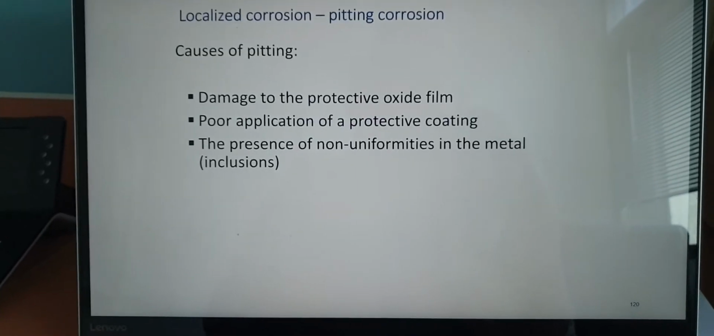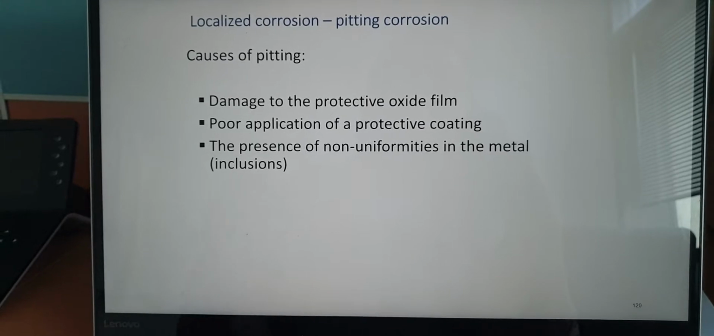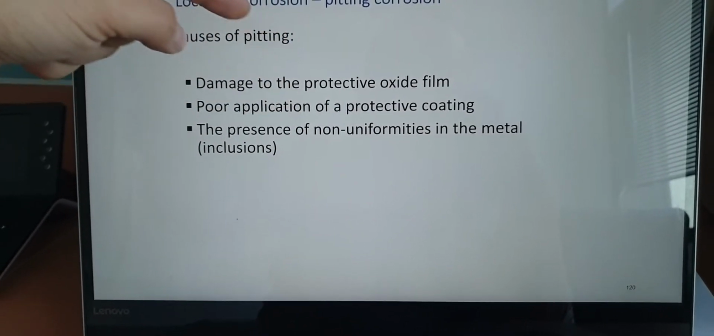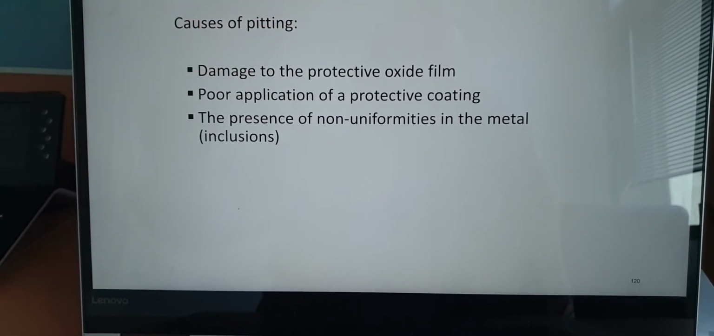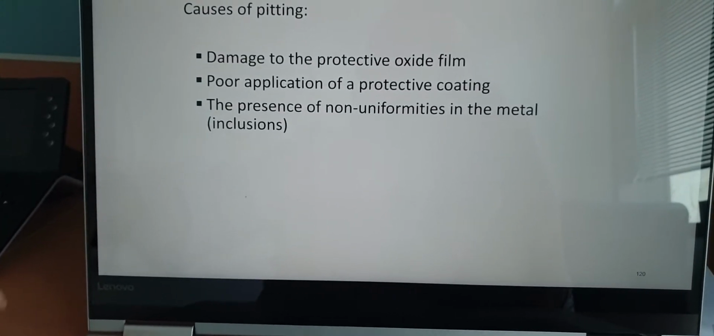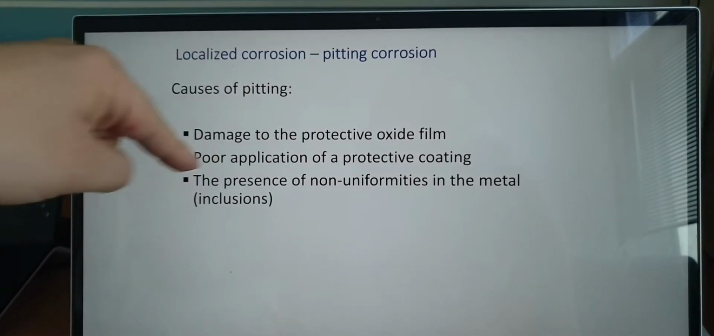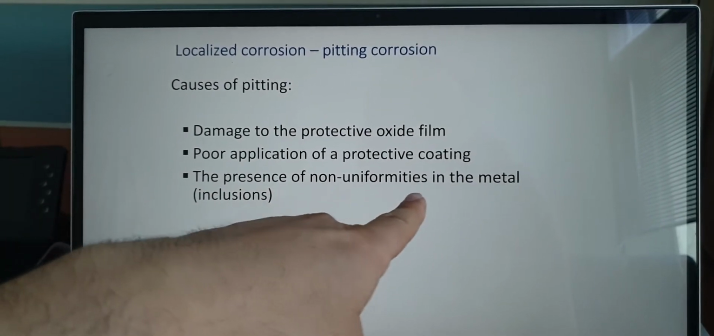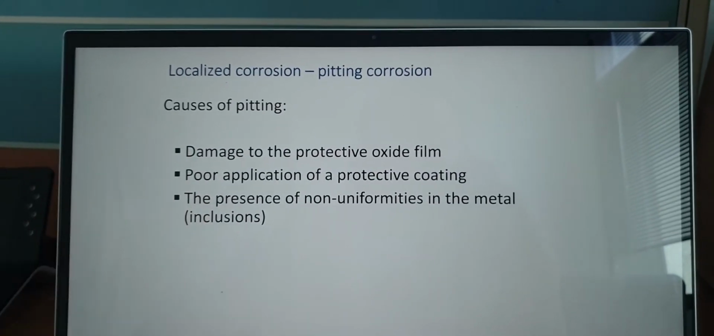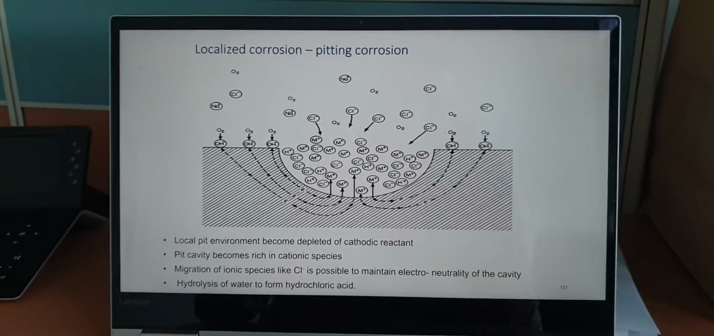This is exactly what is making the corrosion go so fast. In terms of the mechanism, first of all the protective oxide film needs to be damaged. It could be the protective oxide film or the protective coating, or it could be a piece of something else that is sitting there and causes an under-deposit corrosion. As I said, the protective coating or the presence of non-uniformities in the metal are promoters of pitting corrosion. Now, how does the pitting corrosion work in terms of the chemistry?